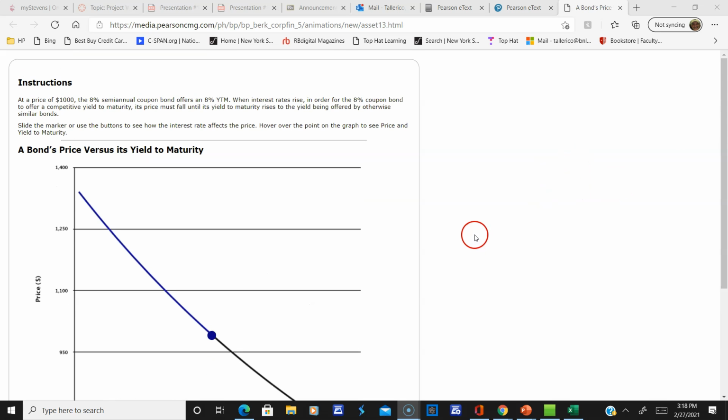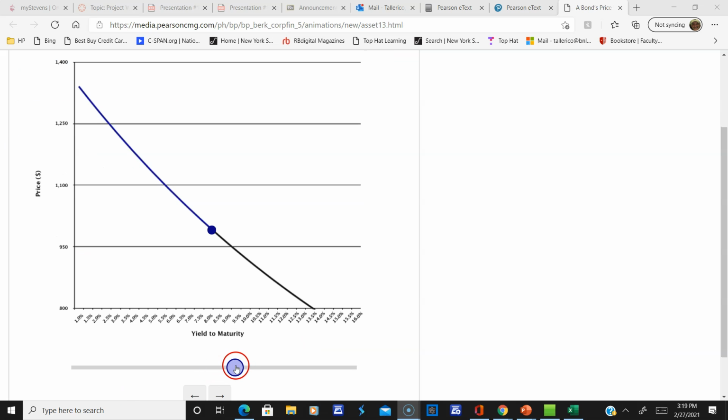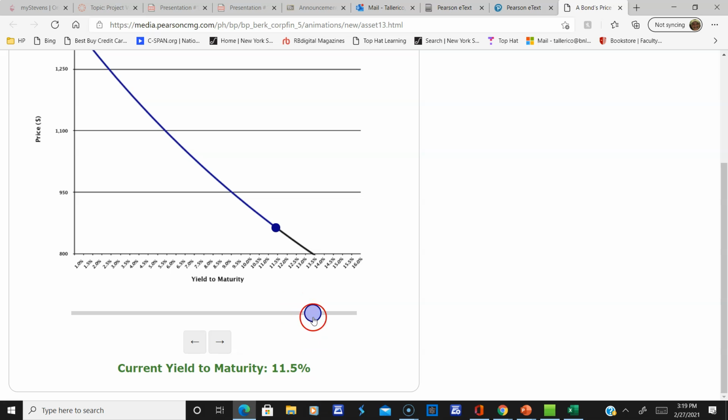There's an animation in your book showing a bond's price versus its yield to maturity, and you can see that as the price goes down, the yield to maturity goes up. Is that clear to everybody? I think there's a slider here. I don't know if there's a number telling you, but you can clearly see as the price goes up, the interest rate goes down. Oh, here, there's a number down here.